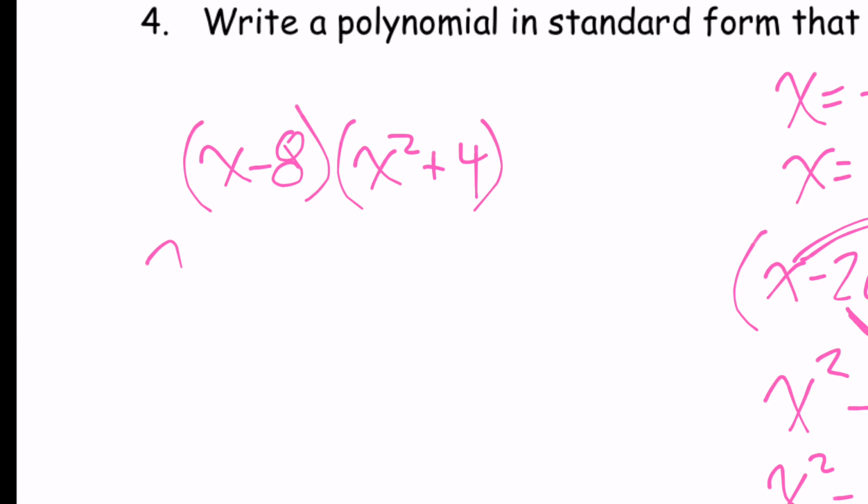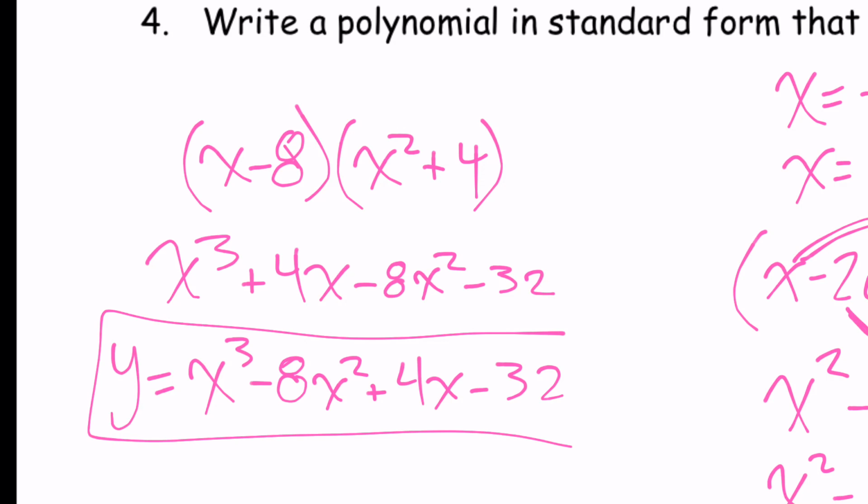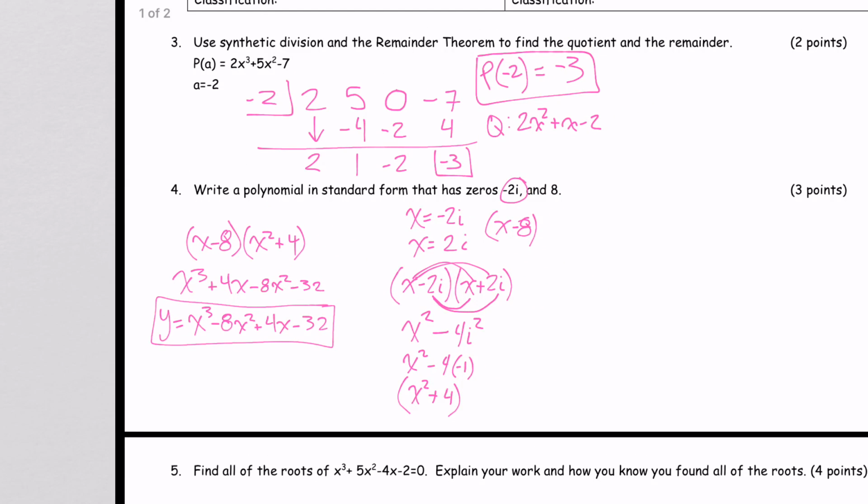So x times x squared is x cubed, x times 4 is a 4x, negative 8 times x is a negative 8x squared, negative 8 times 4 is a negative 32. So let's write this as a polynomial, y equals, and let's write it in the proper order. X cubed minus 8x squared plus 4x minus 32 should be our final answer. There are other appropriate answers, but that's the simplest one.